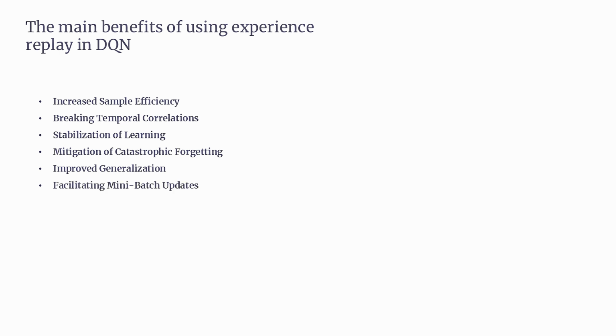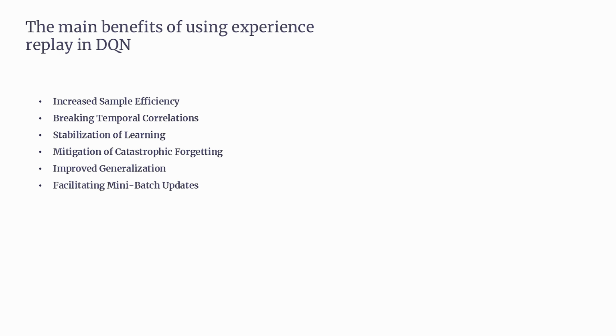The sixth, facilitating mini-batch updates. Instead of learning from one experience at a time, experience replay allows the agent to train on small batches of experiences at once. Mini-batch training is faster and more efficient, especially when using GPUs or other accelerators. This makes the learning process quicker and more scalable for complex tasks.